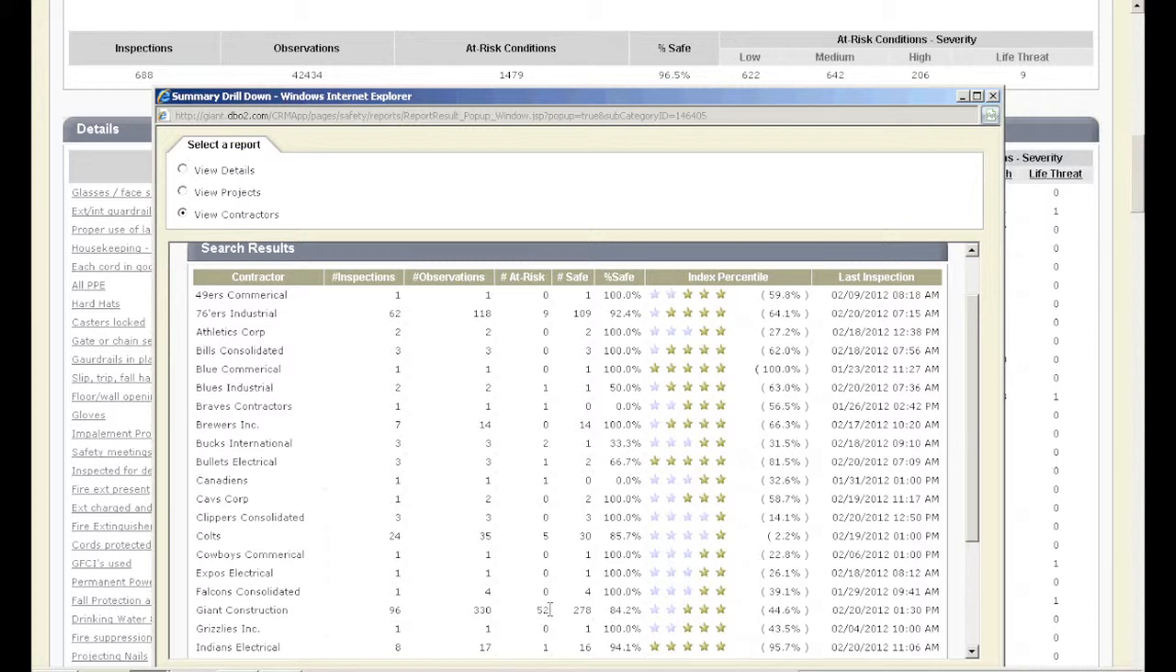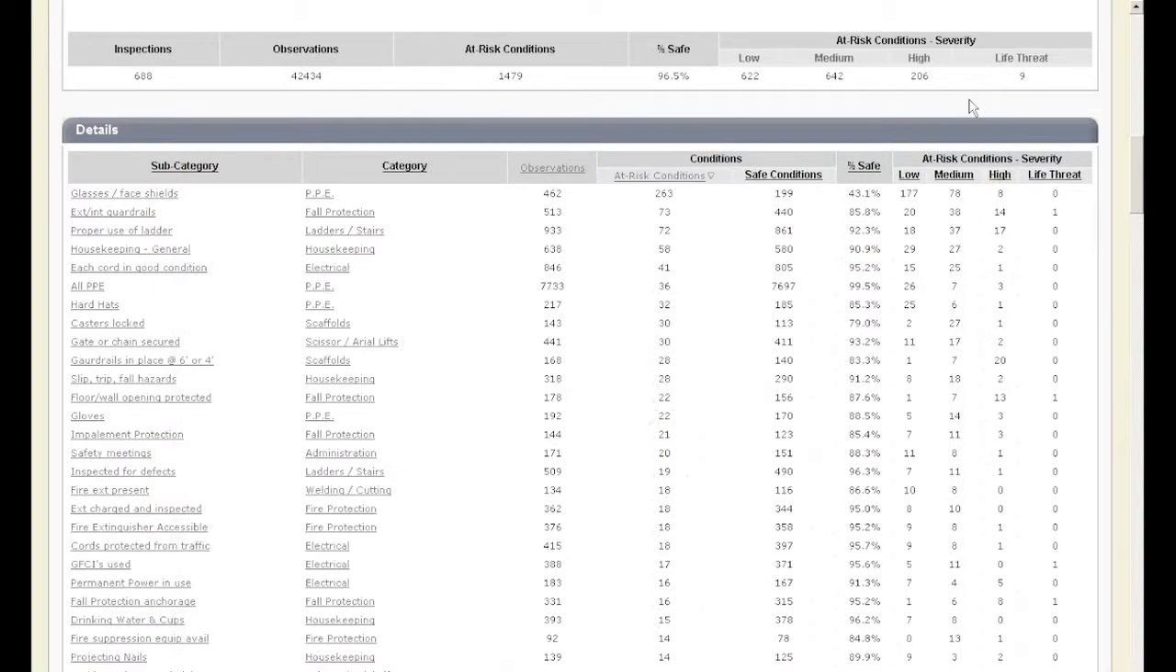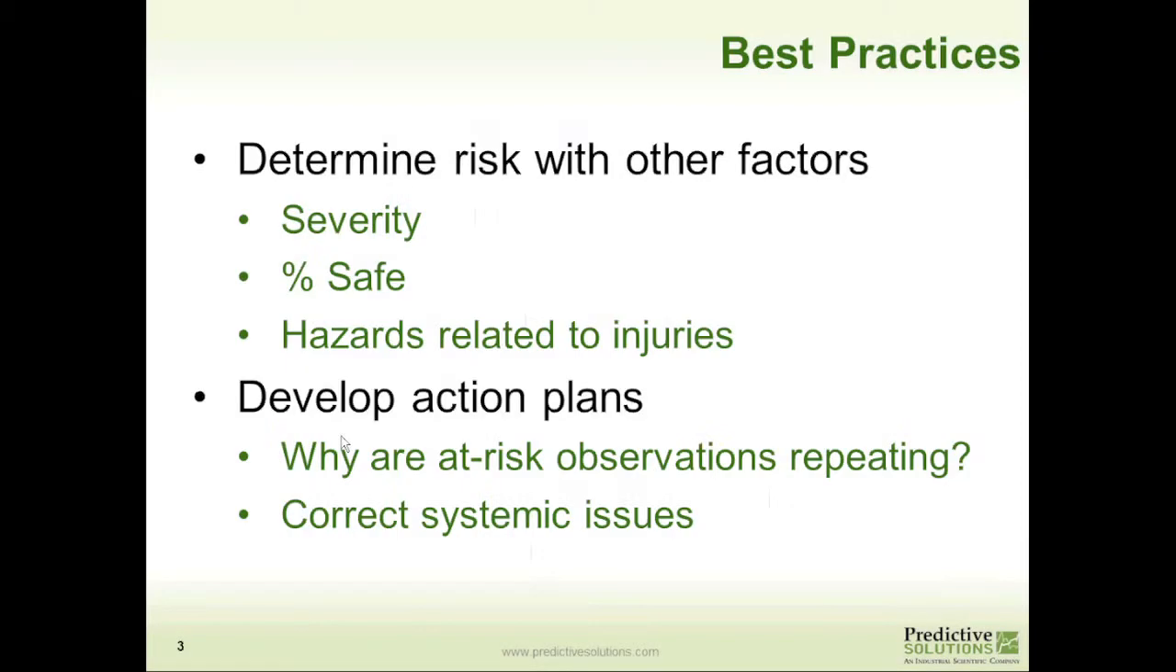So now, putting together an action plan, I know what the details are, what is the common theme. I know there's just a few projects that are having the biggest issue, and in particular one contractor or one group that's having the particular issue. So now I need to go and look at how do I put that action plan together. So I've determined the risk with the factors such as severity, percent safe, or any hazards related to injuries within the company. When I'm looking to develop the action plan, I look at why are these at-risk observations repeating?